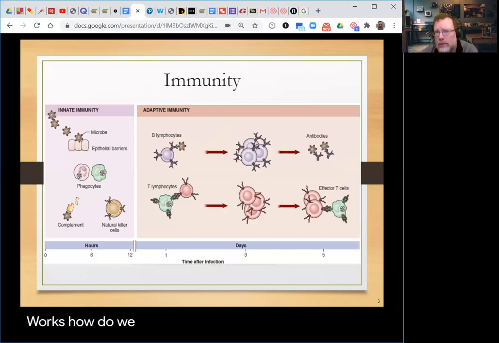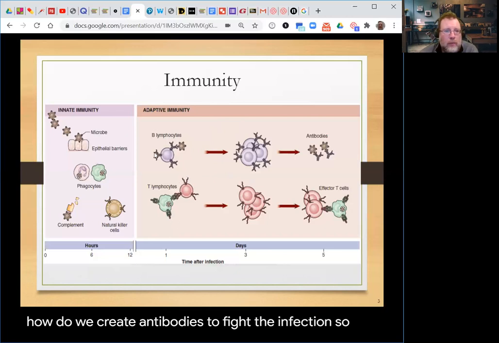is how adaptive immunity works. How do we develop some sort of special mechanism to destroy whatever that foreign invader is? How do we create antibodies to fight the infection? So we have what are called B lymphocytes, B cells.